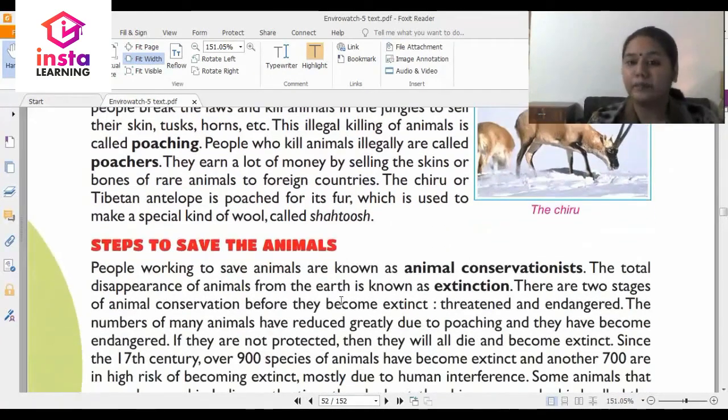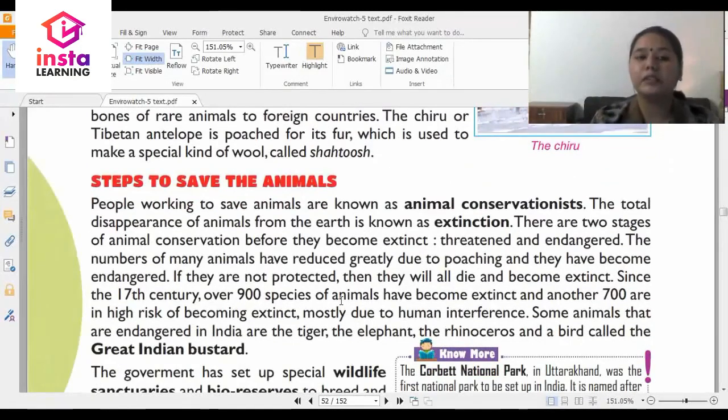Now, what are the steps to save animals? People working to save animals are known as animal conservationists. The total disappearance of animals from the earth is known as extinction. So those animals which existed at one point of time but do not exist now at all are called extinct animals. There are two stages of animal conservation before they become extinct.